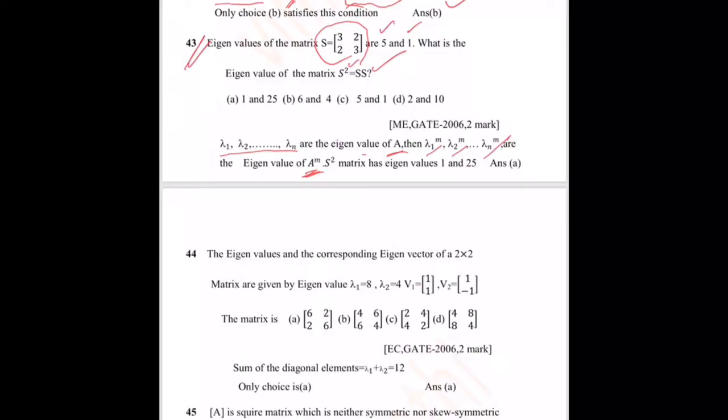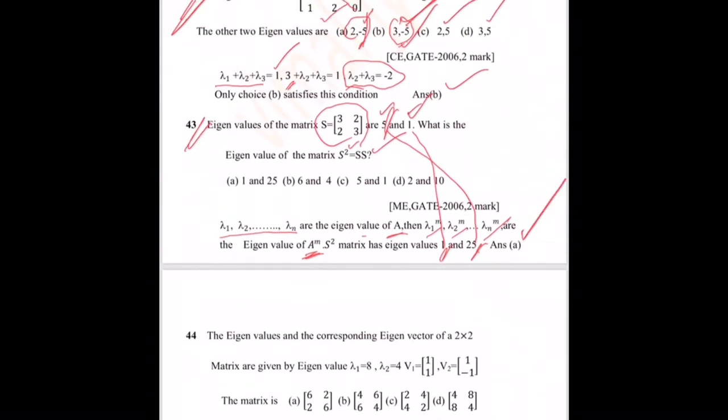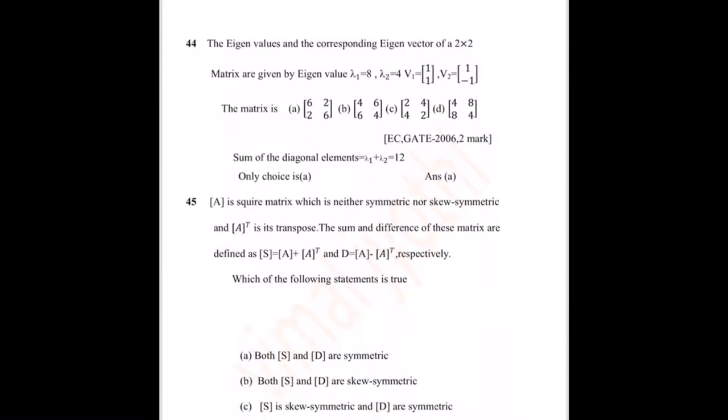Hence, the S square matrix has the eigenvalues 1 square, that is 1, and 5 square, that is 25. That is, the S square matrix has the eigenvalues 1 square and 5 square. And that is, answer A is correct. That is problem number 44.